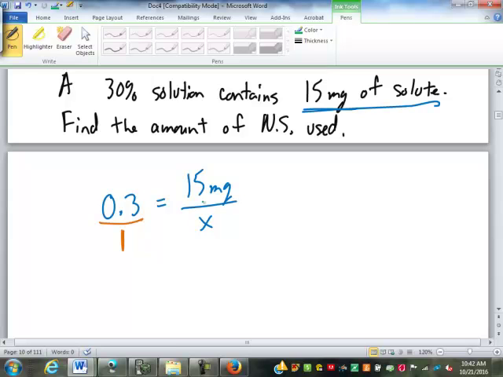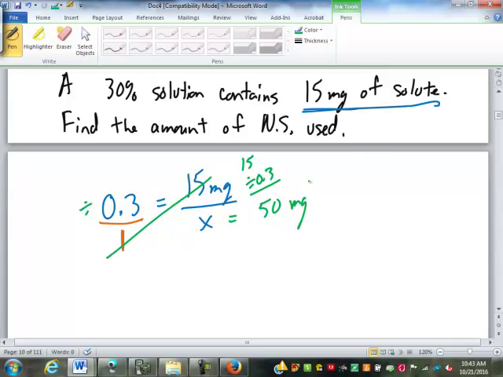Whenever my variable's on the bottom of a fraction, it's easiest if I turn it into a proportion. So I have a fraction on each side so that I can cross multiply and divide. So 1 times 15 is 15, divided by 0.3 is 50. So X is 50 milligrams.